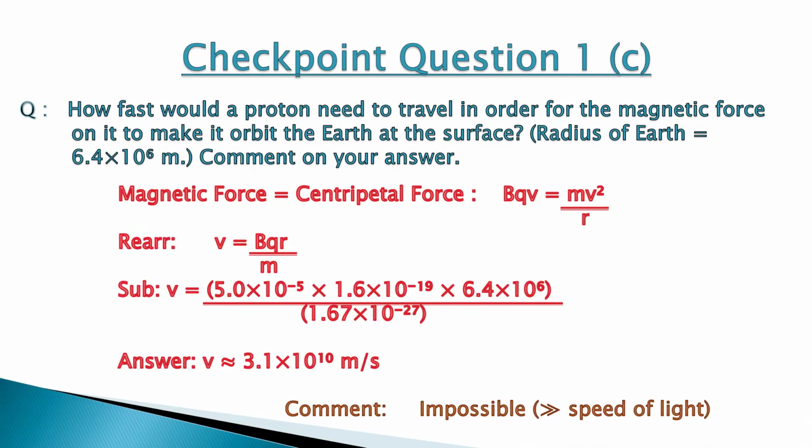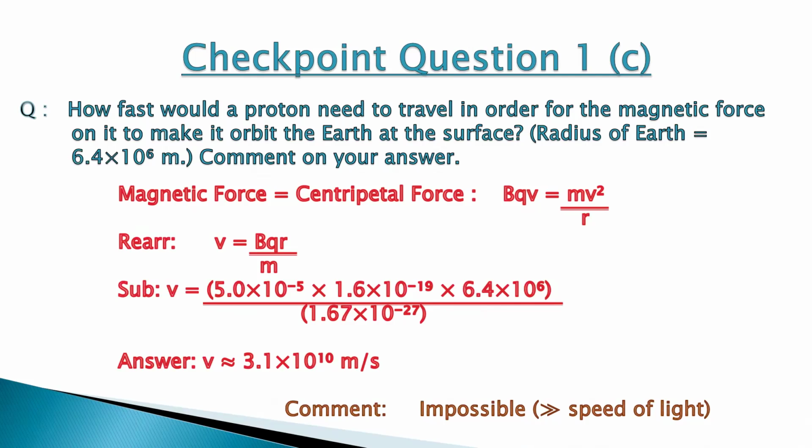But the speed of light is only 3.0 × 10^8 meters per second. This answer is about 100 times greater, which is physically impossible because nothing with mass can move faster than light. This shows us an important truth. The Earth's magnetic field is far too weak to control large-scale orbits. Real orbits, like the moon around Earth or Earth around the sun, are determined by gravity, not by magnetism. Magnetic fields can bend the paths of charged particles, but they cannot replace gravity in making planets or particles orbit.